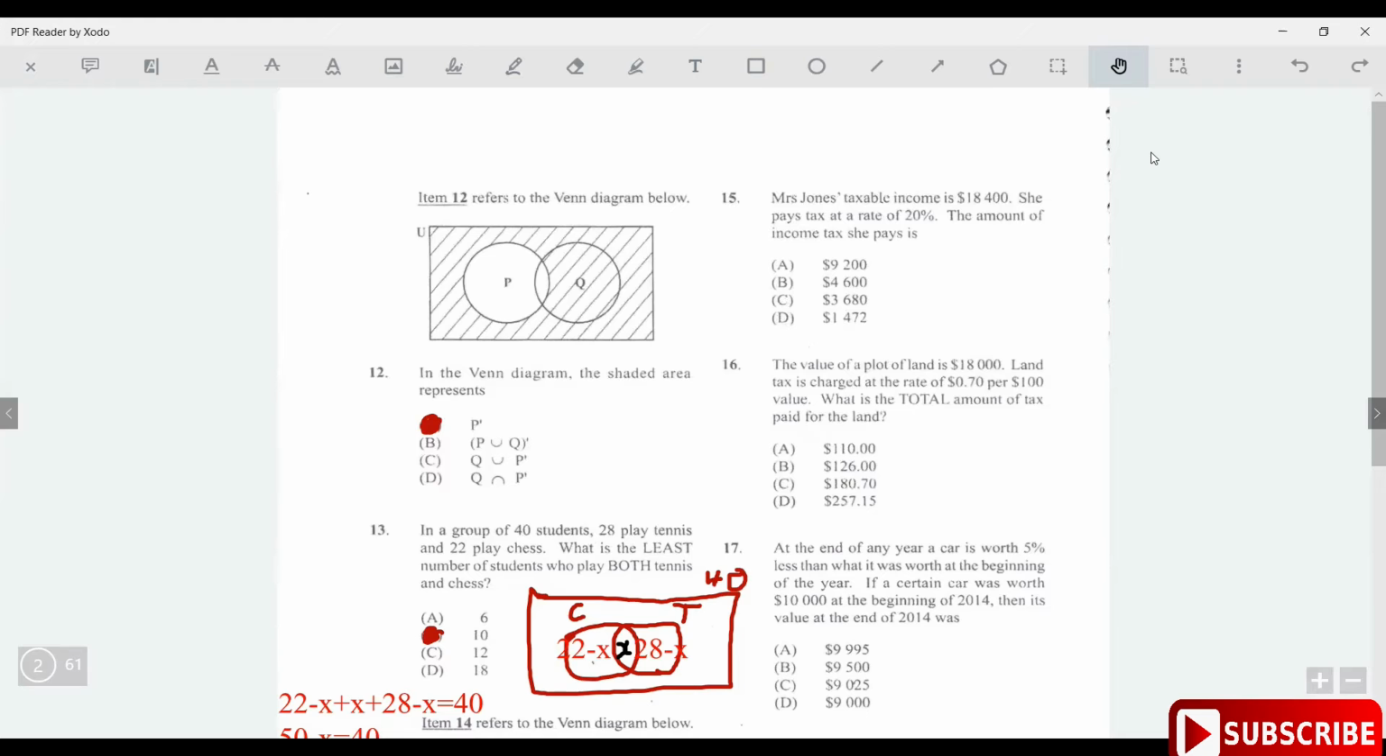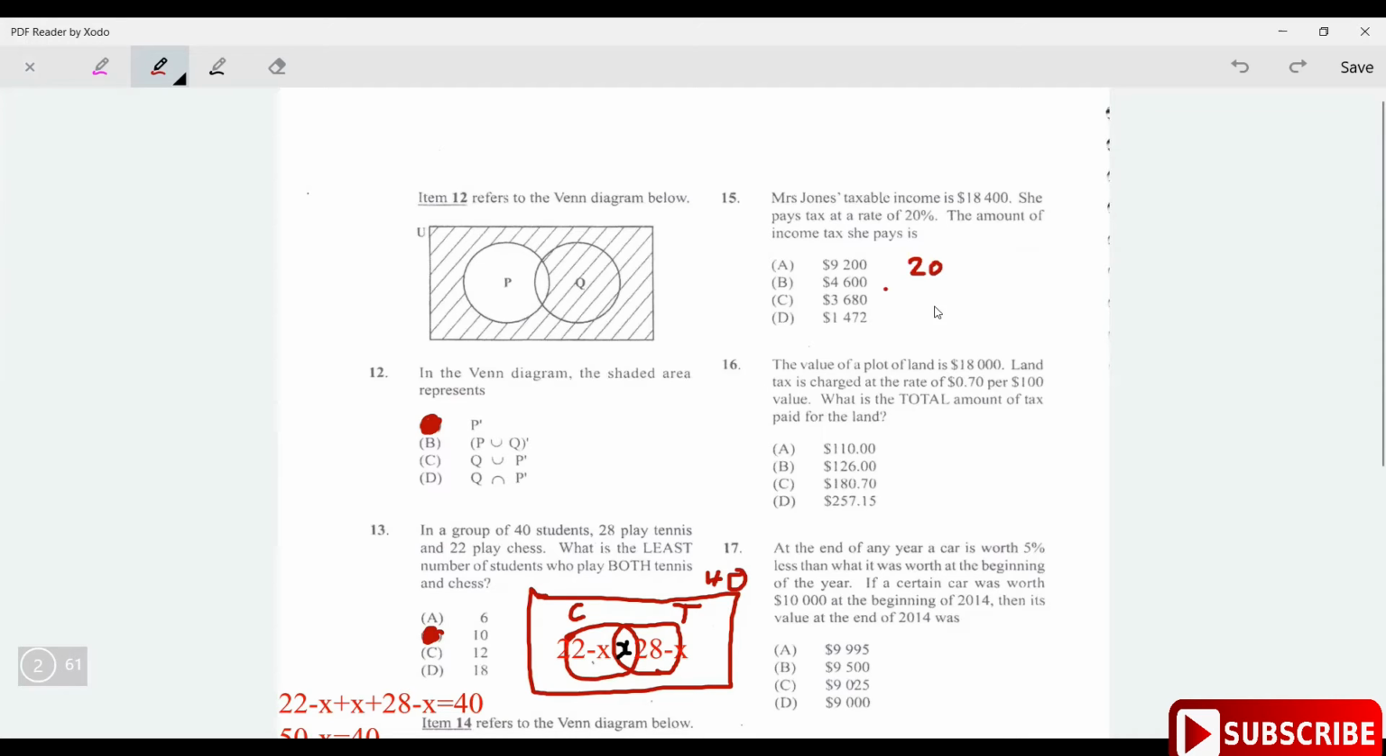Question 15. Mrs. Jones' taxable income is $18,400. She pays tax at a rate of 20%. That is crazy. The amount of income tax she pays is, no, it tells us right here that she pays a tax rate of 20%, which is way too high, but we just need to find 20% of 18,400. So let's work that out. So 20 over 100 multiplied by 18,400.